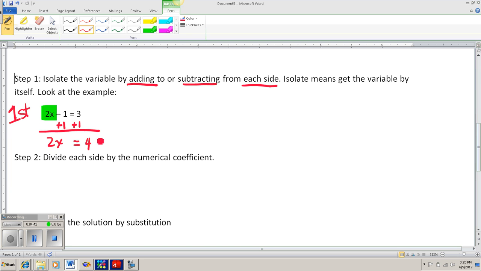Done. And that's given me a new equation. So now I'm going to go on to step 2. I have my new simpler equation, which is 2x equals 4. And step 2 says divide each side by the numerical coefficient.